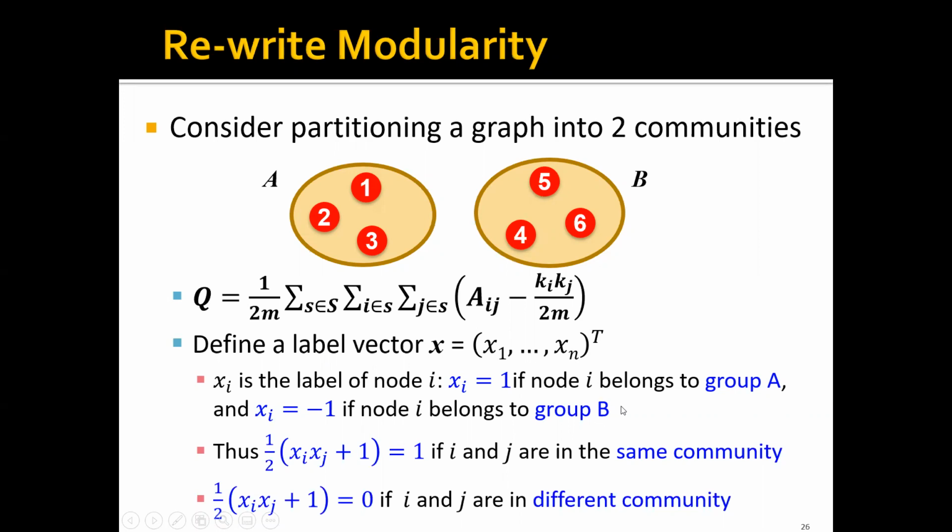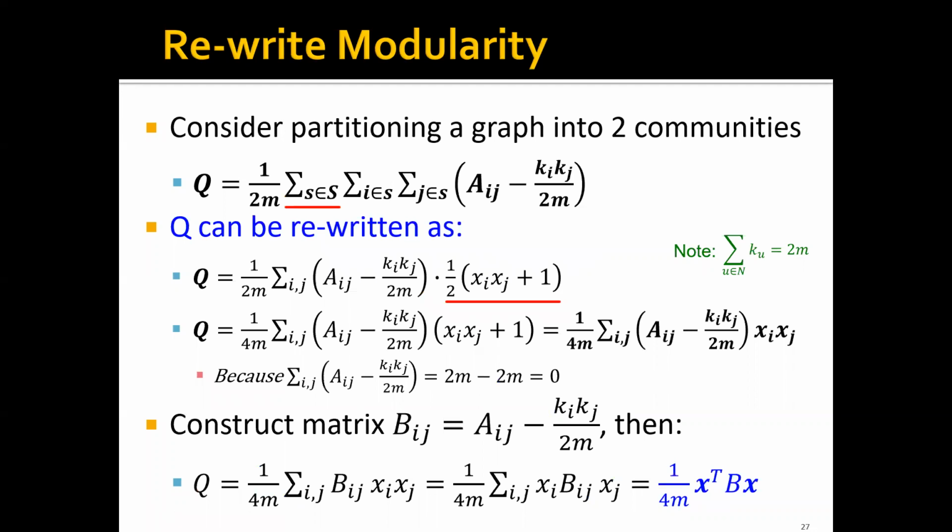So we can see obviously that one over two times (xi xj plus one) is equal to one if i and j are in the same community, and the number is zero if i and j are in different communities. And by using these two equations, we can rewrite the modularity as the following equation. Since this term is equal to one if i and j are in the same community, and zero if they're in different communities, this term can be used to replace the indicator that i and j are in the same community, or the same group, here. Therefore, we can rewrite Q using this equation, and we can then simplify it to this one.